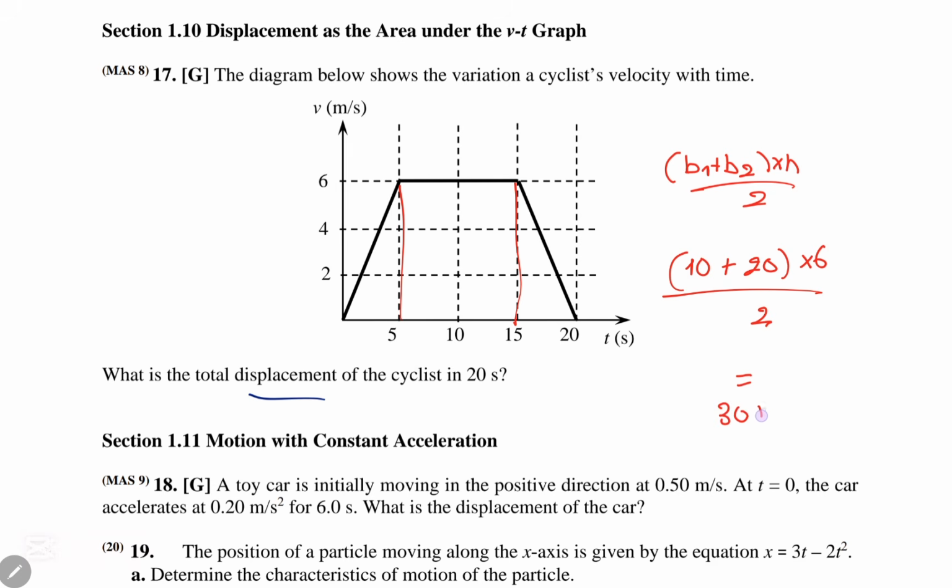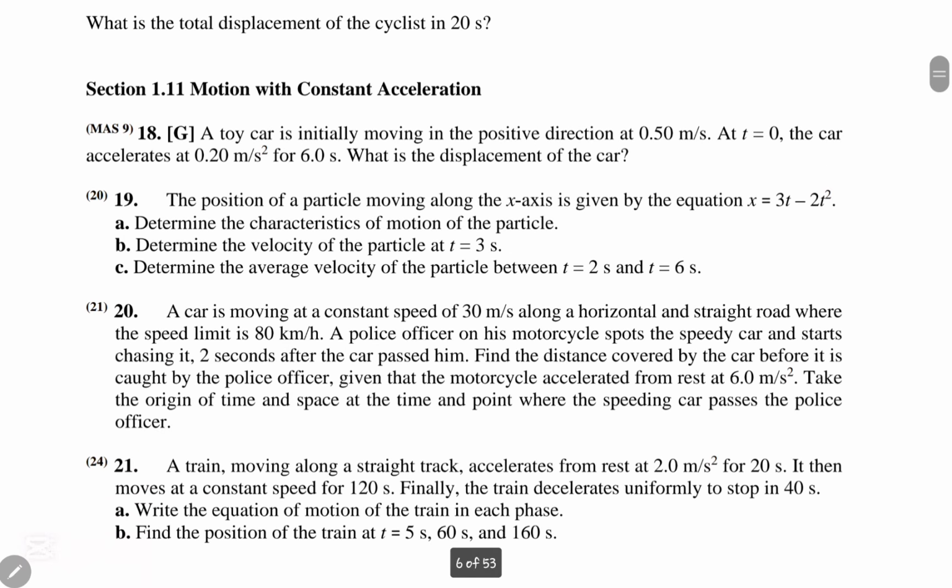So it's basically 30 times 3, which is 90 meters, okay? That's it for question 17. We'll now move on to 1.11, motion with constant acceleration.